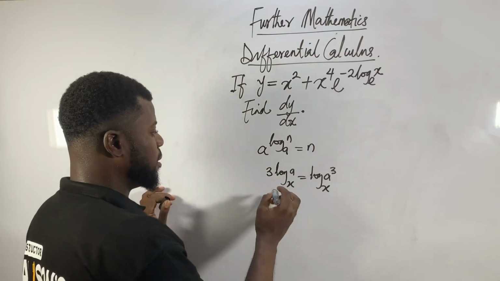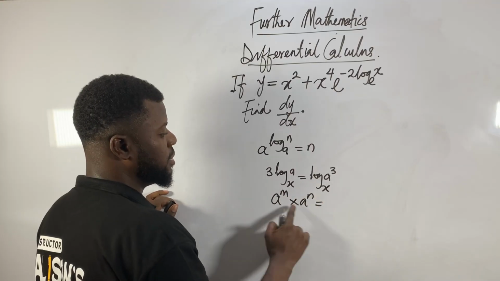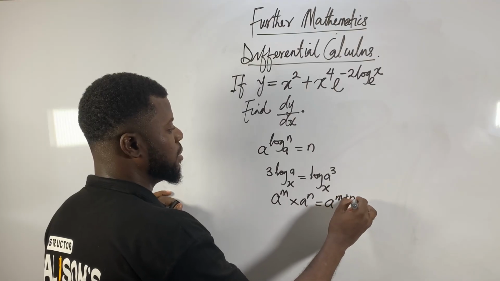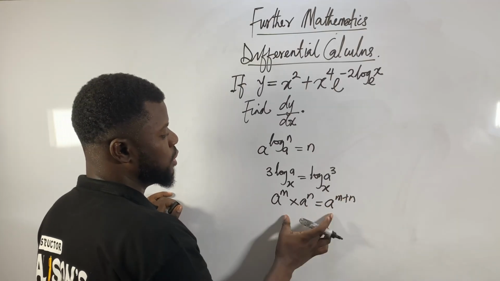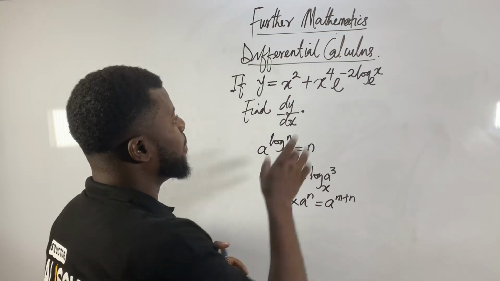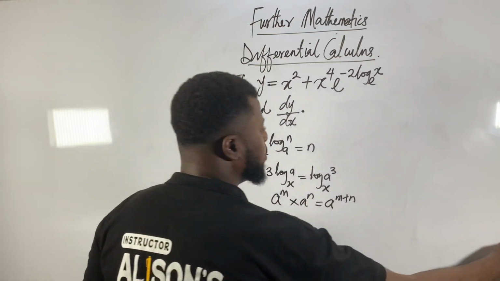Now the third thing: a to the power of m times a to the power of n. As the base is the same, I take the common base and add the powers, m plus n. This one is from logarithms, and this one is from indices. Write these things down. I will apply all of them here. Let's go.